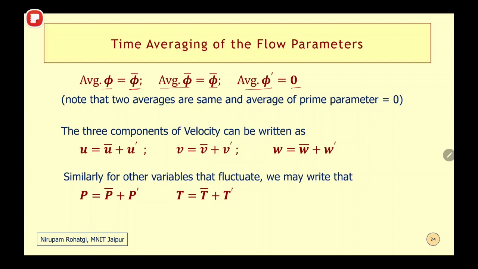Now if you take other parameters like velocity, u will be equal to u bar plus u prime, v will be equal to v bar plus v prime, w will be equal to w bar plus w prime, p will be equal to p bar plus p prime, and t will be equal to t bar plus t prime. So every parameter is divided in two parts. One is the average part, one is the fluctuating part.